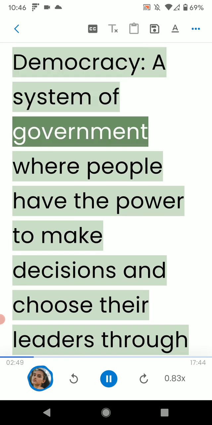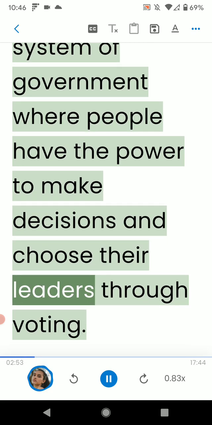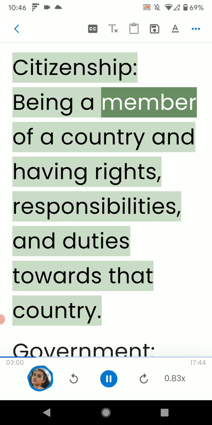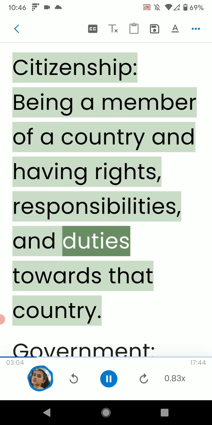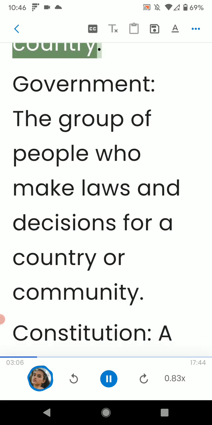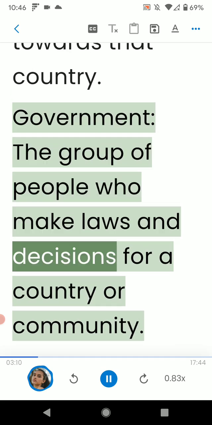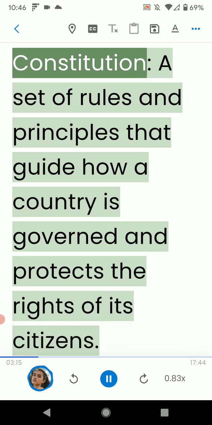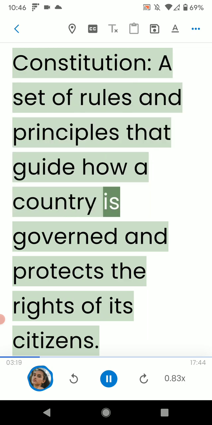Democracy, a system of government where people have the power to make decisions and choose their leaders through voting. Citizenship, being a member of a country and having rights, responsibilities, and duties towards that country. Government, the group of people who make laws and decisions for a country or community. Constitution, a set of rules and principles that guide how a country is governed and protects the rights of its citizens.